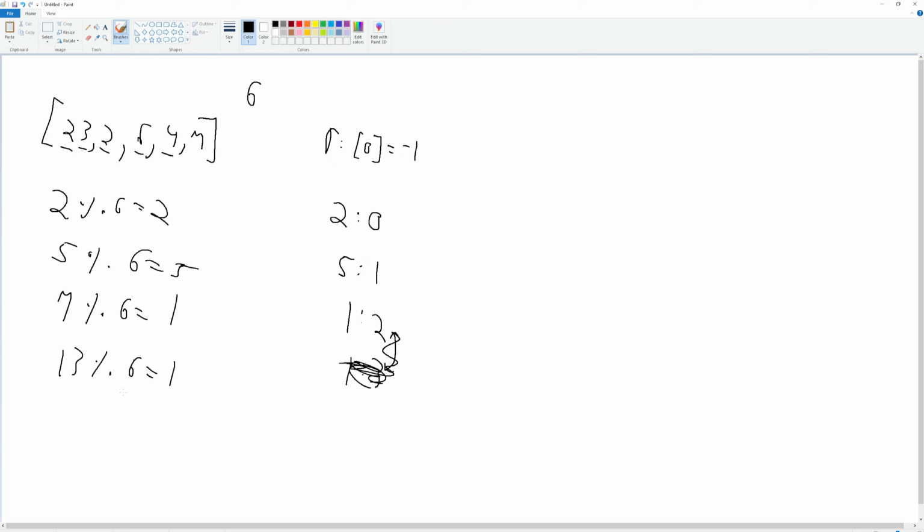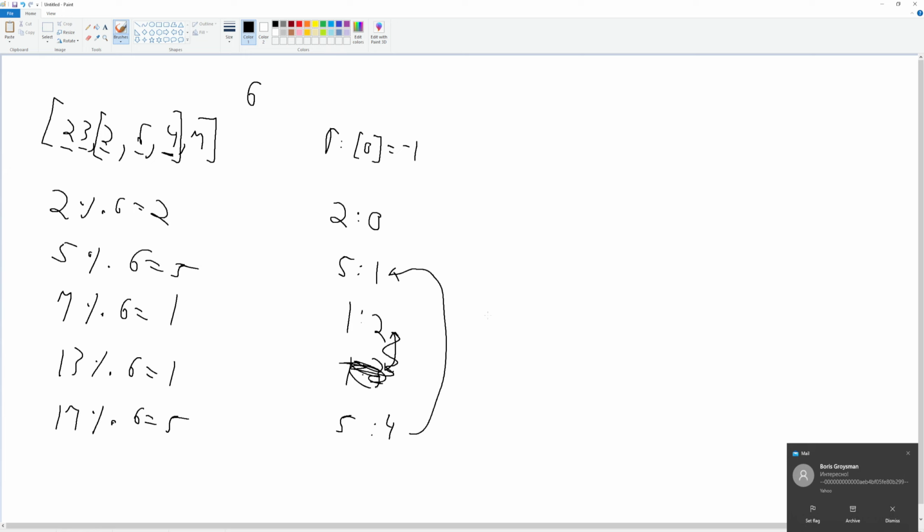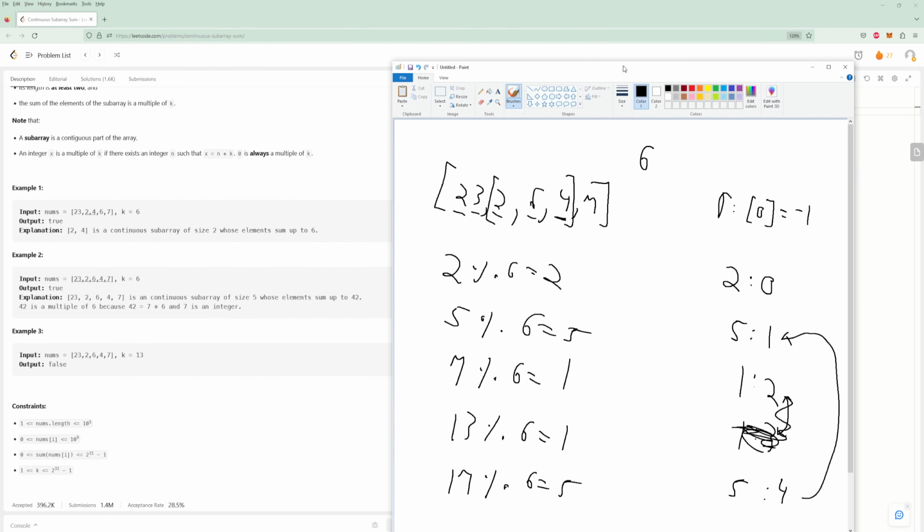Okay, so now we're going to add this. So this is going to be 17 mod 6 equals 5, and now we have seen a 5. This is at index 4, and we have seen a 5 at index 1. So now we know that we have a valid solution, and let's just make sure. And yeah, right when we get to this 4, this is a valid solution. But before this 4 was not a valid solution. So it's the same thing. And if you did this for 13, you would never get matching indices. So we're not going to actually do that one, but you kind of get the point.